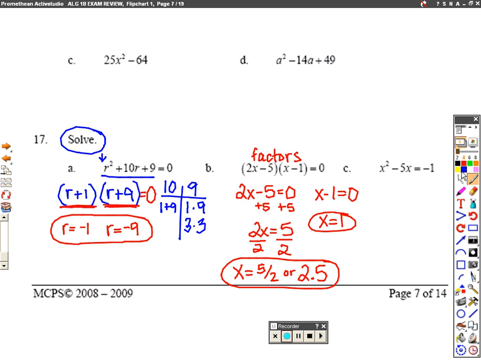When I first looked at this one, I thought that I didn't know how to do it, but then I realized it just wasn't solved for 0. So I need to move this over to the other side of the equal sign. Here's how you do that. You just do the opposite. Since this is a -1, you're going to add 1.